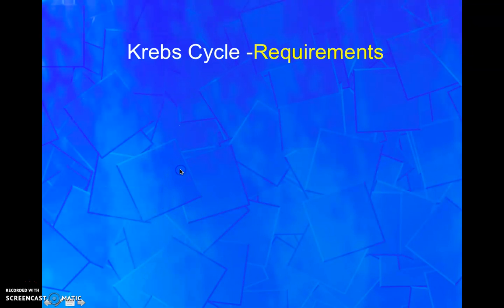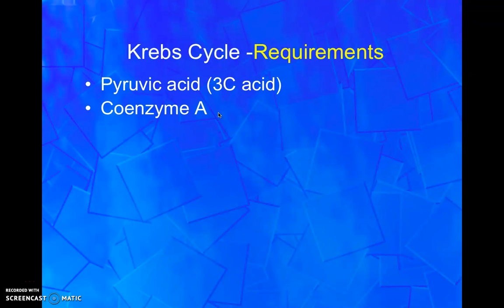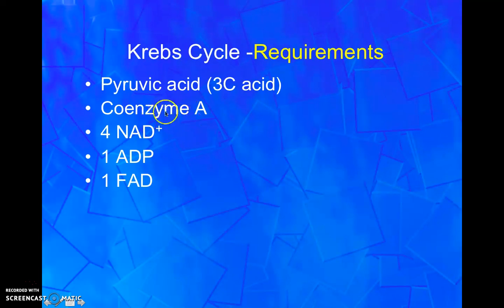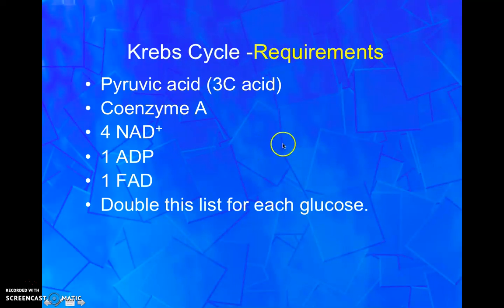Sorry, got distracted. Okay, what do we need for the Krebs cycle? We need pyruvic acid. We get that from glycolysis. We need coenzyme A. You find that in your mitochondria. We need some NAD+. We need some ADP. We need some FAD. Those are things that will take the hydrogens or the phosphates. And for every glucose we break, we're going to have 2 of each of these. We're going to have 2, 2, 8, 2, 2.